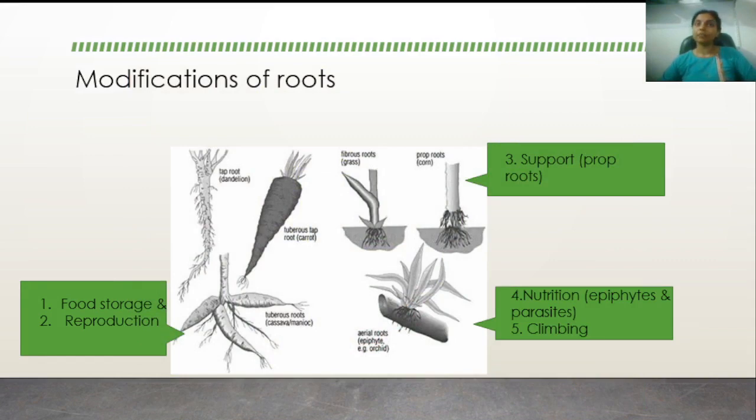Another type of modification of the roots is the epiphytic root or the aerial roots. What are epiphytes? Orchids are plants which produce beautiful flowers which are used in bouquets. You must have seen them. And they have certain types of roots which are sent into the air. They are called aerial roots. So aerial roots are a characteristic feature of epiphytes. An example of an epiphyte is the orchid.